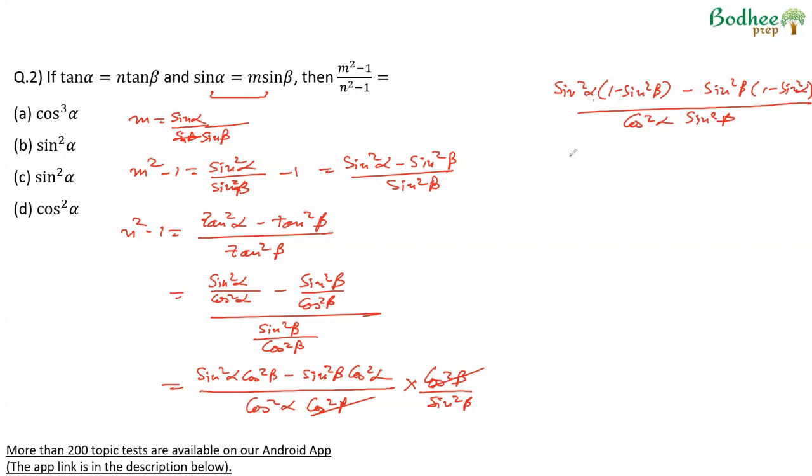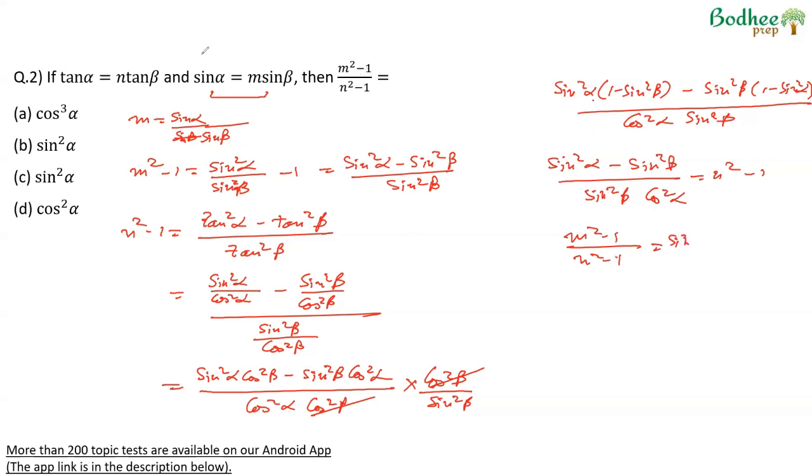So this becomes sin square alpha minus sin square alpha sin square beta minus sin square beta plus sin square alpha sin square beta. So the sin square alpha sin square beta term gets cancelled. We are left with sin square alpha minus sin square beta upon sin square beta into cos square alpha. This becomes the value of n square minus 1. So if we divide m square minus 1 upon n square minus 1, m square is sin square alpha, or we can directly write from here only.